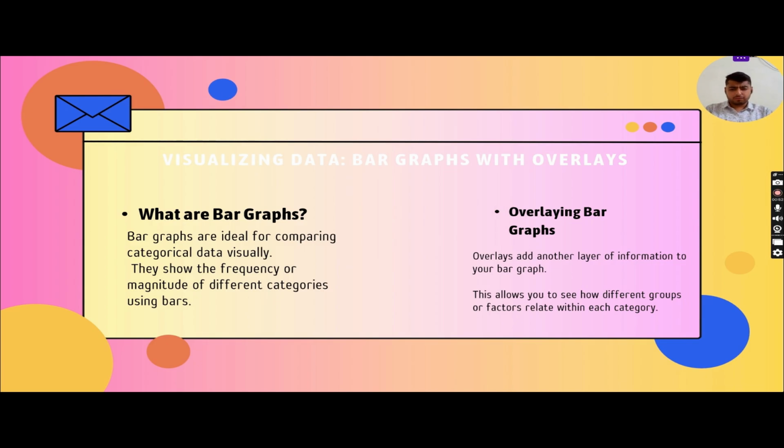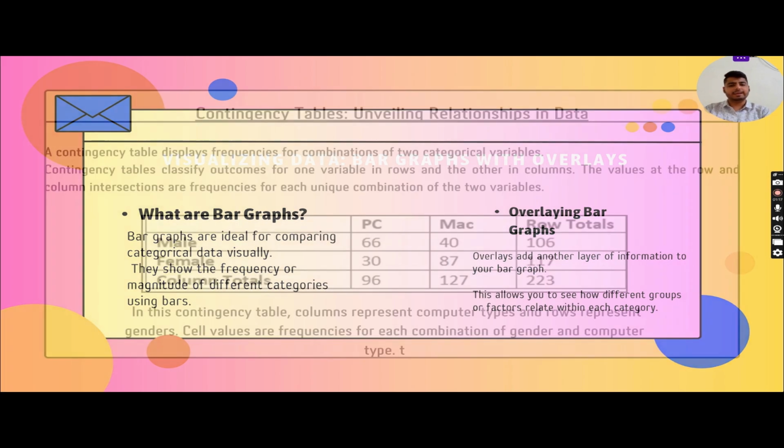So what is a bar graph? Bar graphs are ideal for comparing categorical data visually. They show the frequency or magnitude of different categories using bars, like rectangular bars. And overlaying bar graphs, overlays add another layer of information to your bar graphs. This allows you to see how different groups or factors relate to each category.